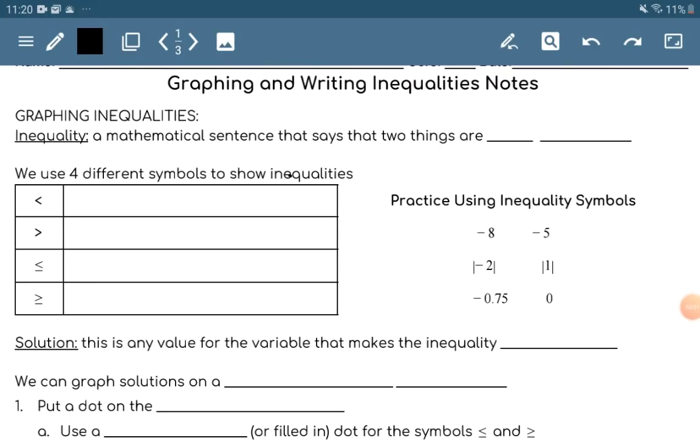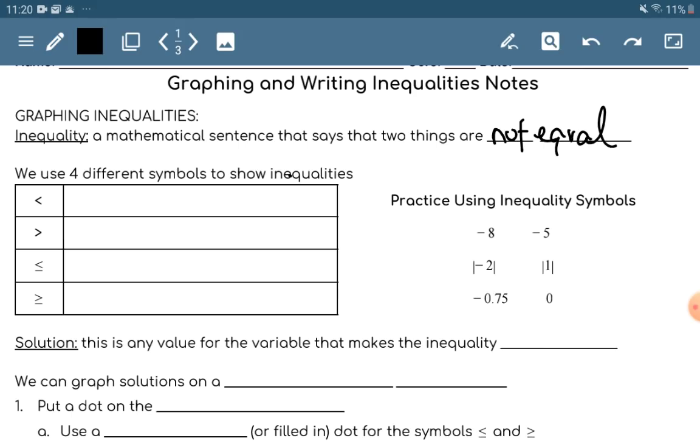Today we are going to start talking about inequalities. Specifically, we're going to talk about how to graph and write inequalities. So first we need to define what an inequality is. An inequality is a mathematical sentence that says two things are not equal.